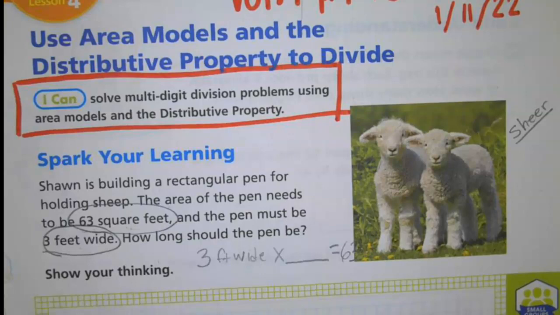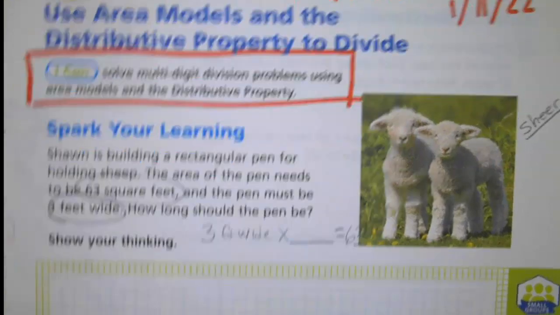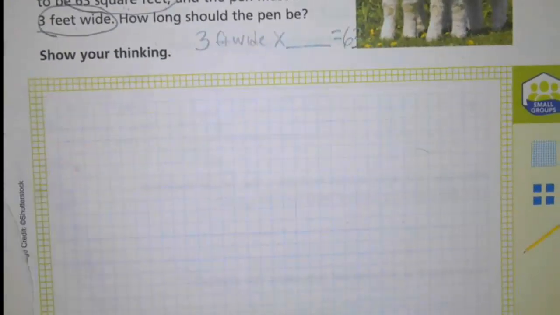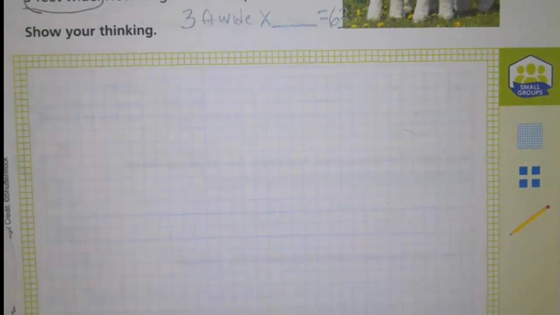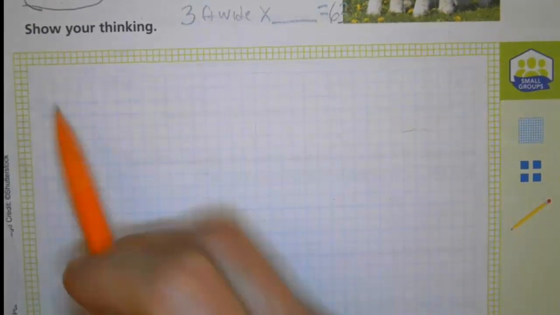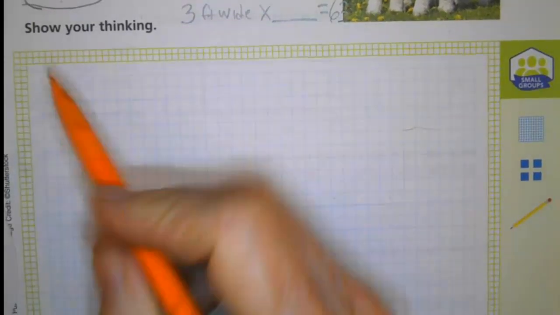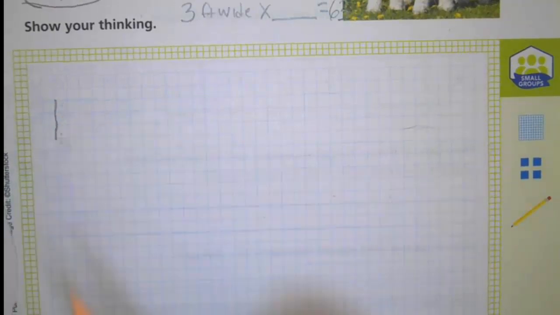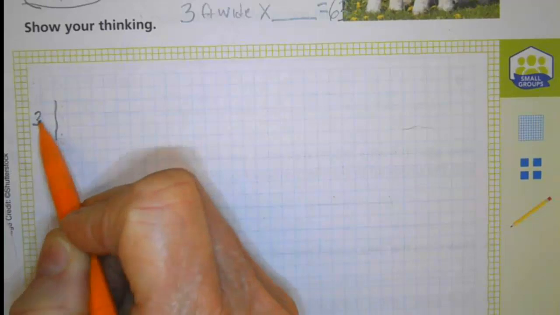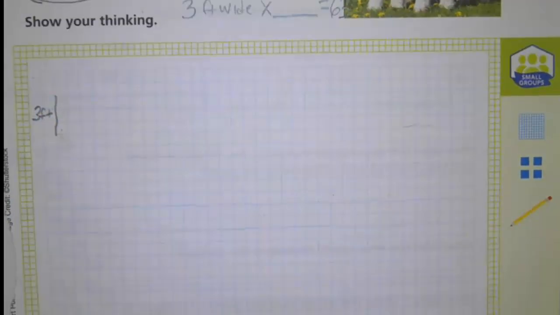All right, so I'm going to think about some possible ways to do that. Maybe I could draw an area model on this grid paper to show those. So I know that I'm going to make a model that's 3 feet wide. So I'm going to use 3 of these squares to show 3 feet wide. You can do that on your paper. Count down 3 and make a width of 3 feet. I'm just going to write 3 feet there.